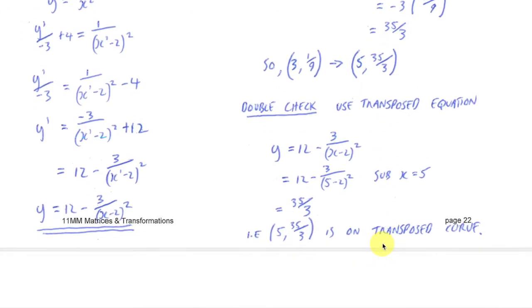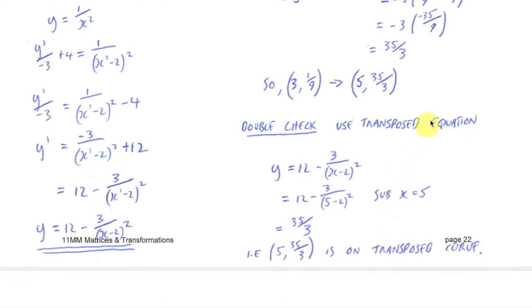Now notice that in our earlier work, the y equaling 1 on x squared becomes this rule here under all the transformations described in the question. So in theory, if I substitute x equaling 5 into this transformed equation, then I should get 35 on 3. So it's a good little double check to make sure I haven't made any kind of mistake. If I do that, subbing in x equaling 5, then fortunately it produces 35 on 3, which confirms that what I've done is correct.